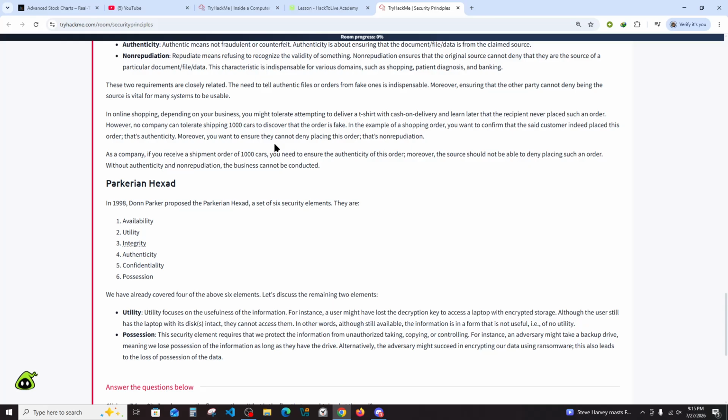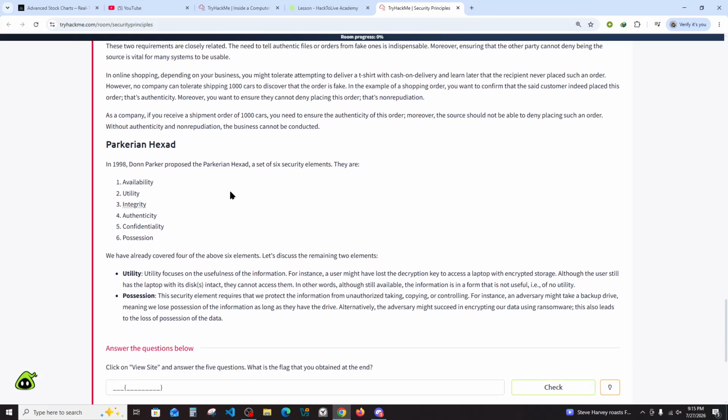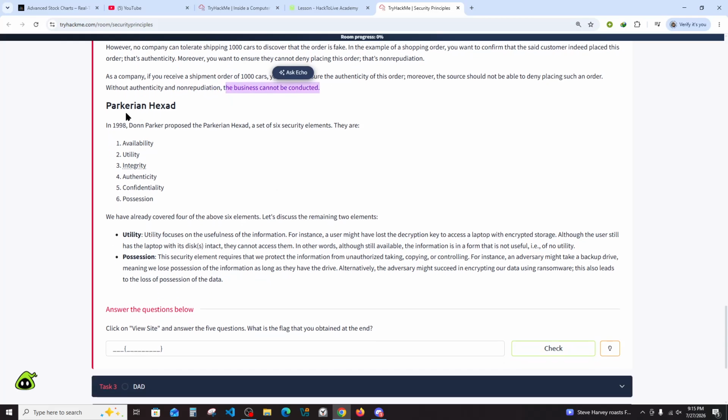In the example of a shipping order, you want to confirm that the said customer indeed placed this order. That's authenticity. Moreover, you want to ensure they can't deny placing this order. That's non-repudiation. As a company, if you receive a shipment order of petrol cards, you need to ensure the authenticity of this order. Moreover, the source should not be able to deny placing such an order. Without authenticity and non-repudiation, the business cannot be conducted.